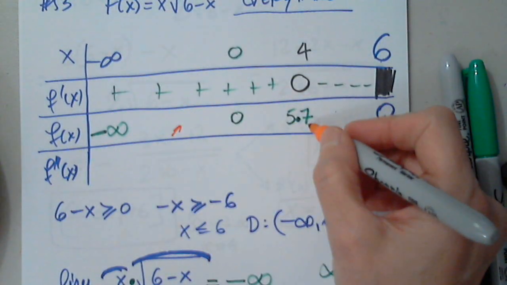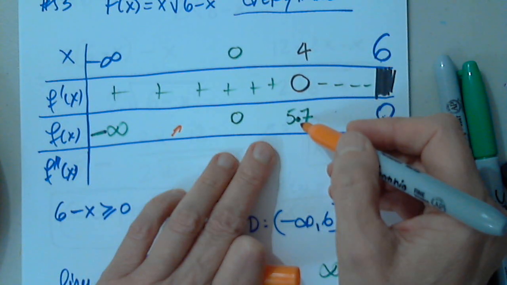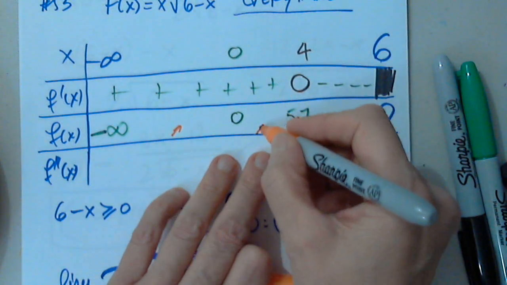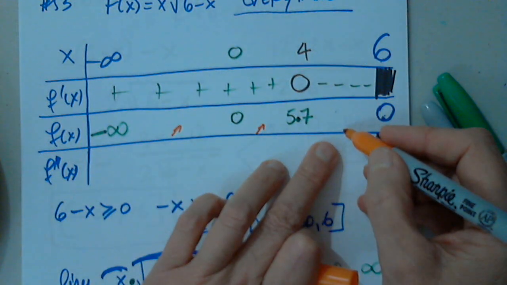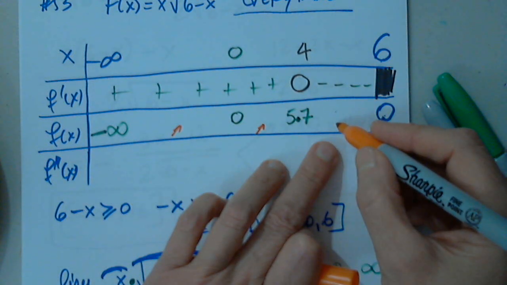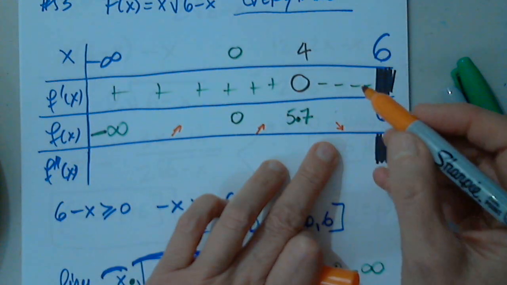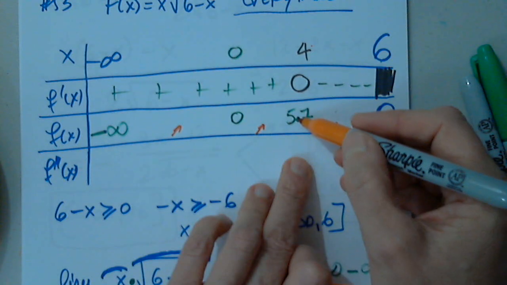From 0 to 5.7, what does the function do? Increase. Is that supported? Yes. From 5.7 to 6, what does the function do? Decrease. Good. Is that supported by the sign of the first derivative? Yes. What type of point is 4, 5.7?